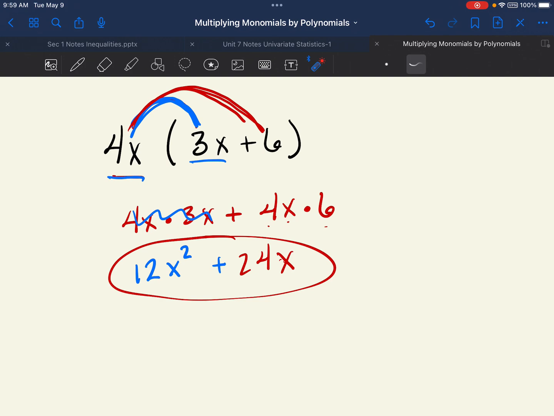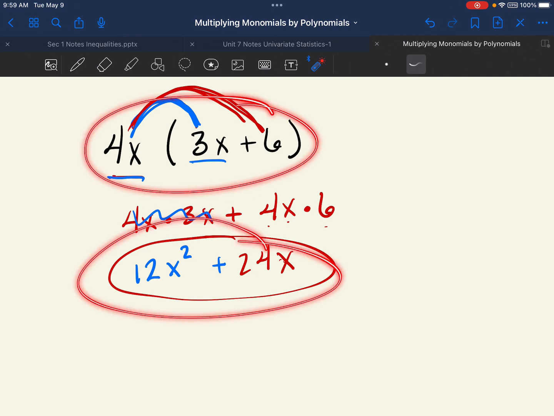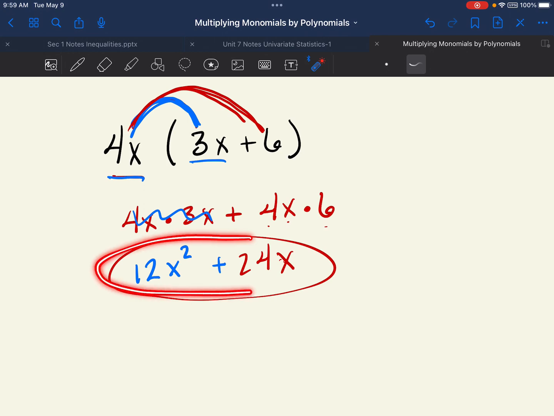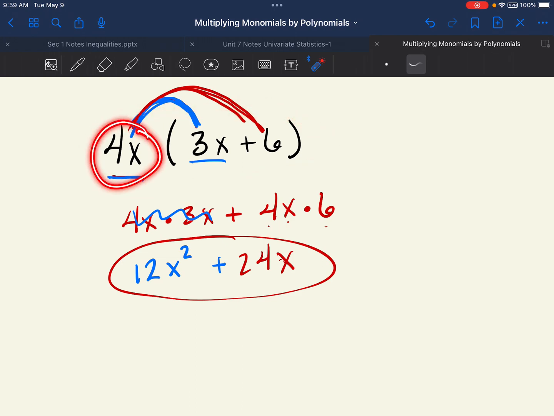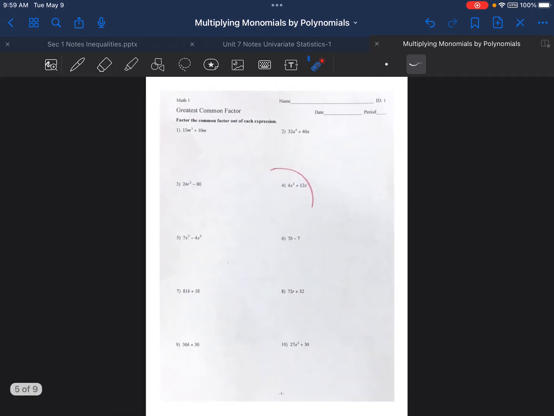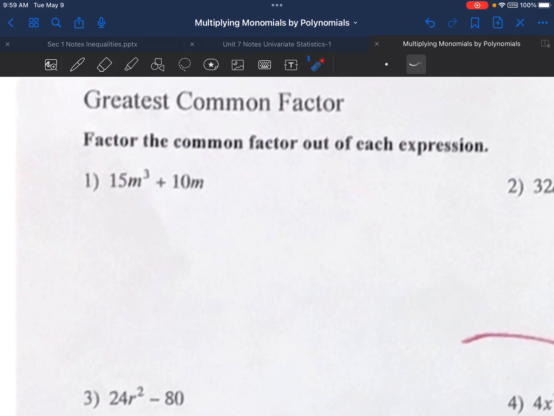The lesson for today is doing this exact same thing, but backward. We're going to start with something that looks like this, and we're going to figure out what the greatest common factor is, or in other words, what number can I take out of the equation. So let's see, here I have the assignment.